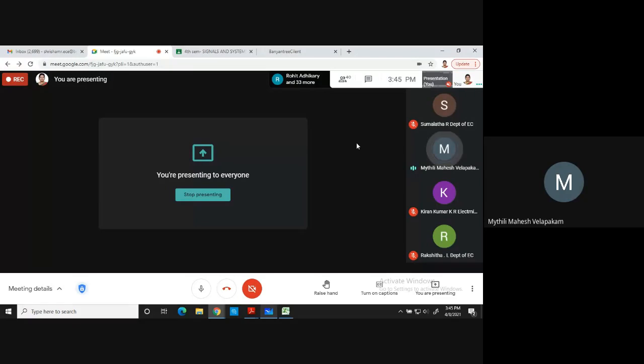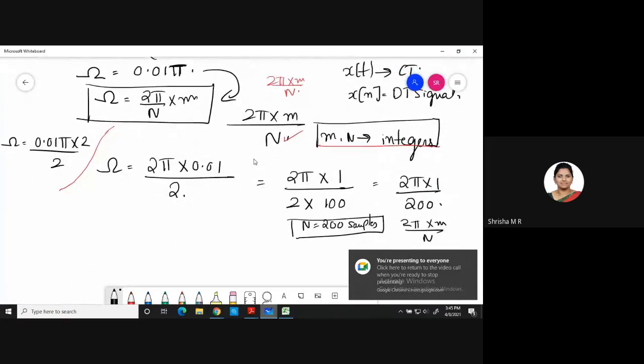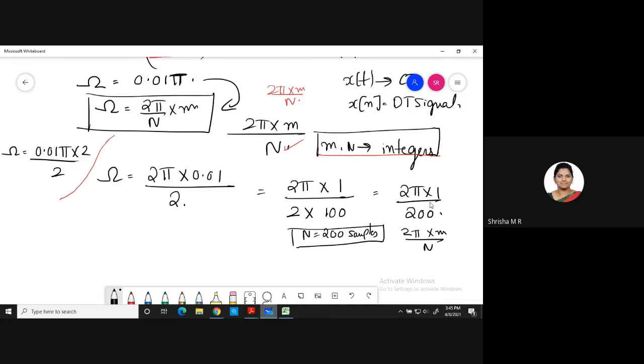Ma'am, how do we say whether it's periodic or non-periodic with this? So here we are trying to express this omega in this form, right? In some problems you cannot express it in this form. You will not get m or n as integers. That time it's non-periodic. Okay, I will show that example also. This is clear now. So this signal is periodic.